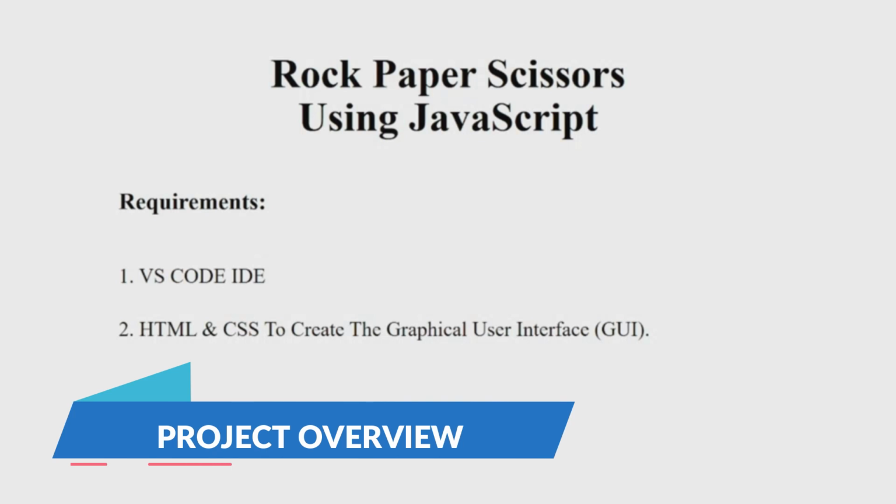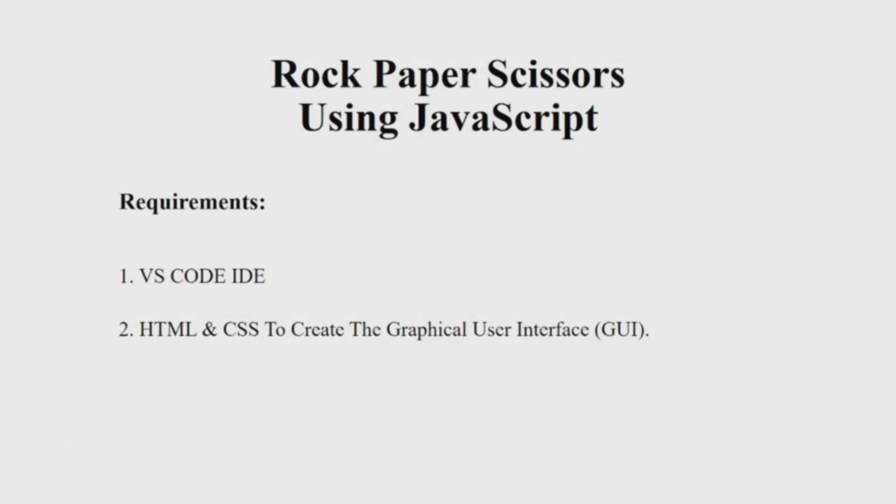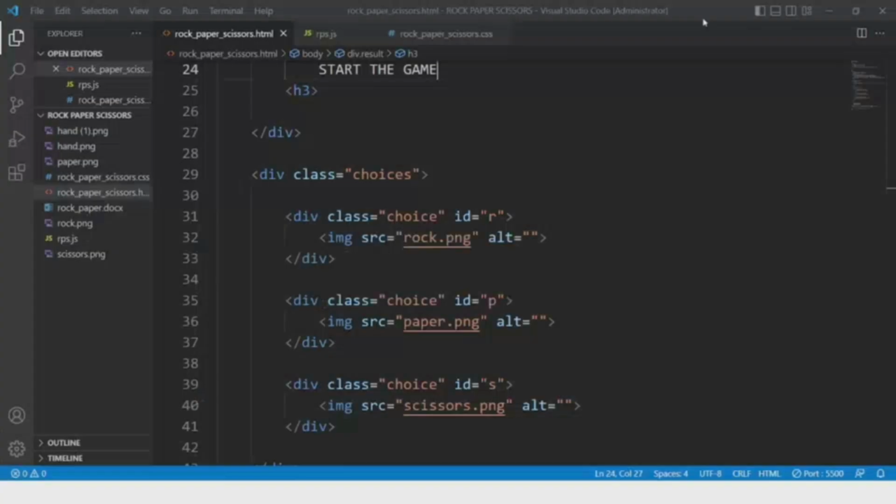Today we are going to make rock, paper, scissors using JavaScript. Let us begin. Let us first see the requirements. You will be requiring a VS Code editor and some basic knowledge of HTML and CSS to create a good looking interface. Let us now understand the working of the source code.